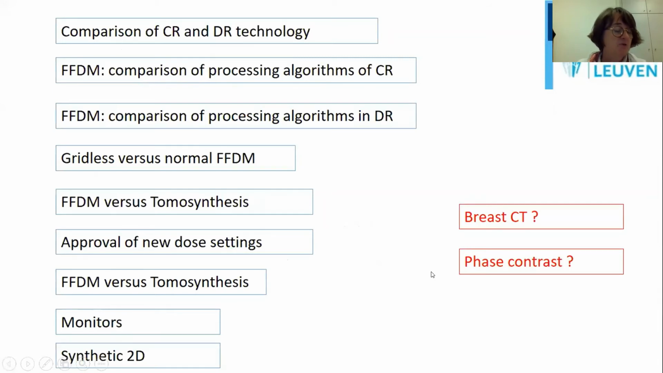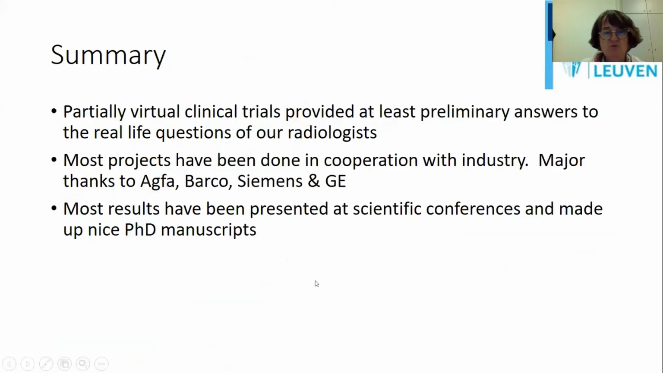I took a few more minutes than what John had asked me to, but this is just a quick summary of the applications I have shown to you. So here I will put it in words. I think with our option 2 VCT, which is starting from real images and simulating lesions into this, we could at least provide some, at minimal, preliminary answers to some of the questions of our radiologists.